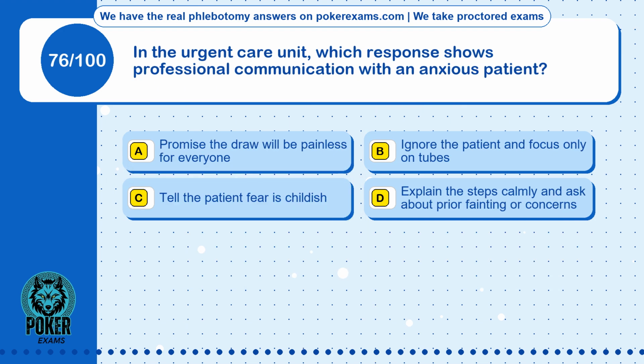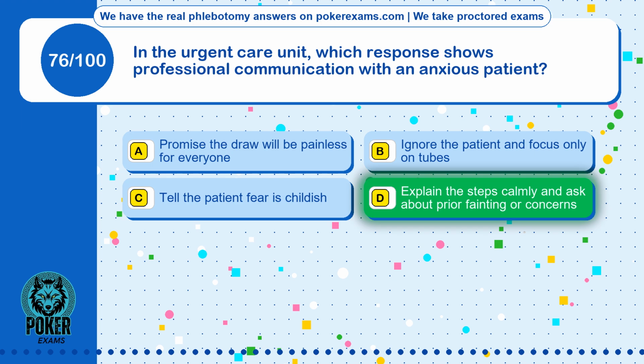Question 76. In the urgent care unit, which response shows professional communication with an anxious patient? Option A, promise the draw will be painless for everyone. Option B, ignore the patient and focus only on tubes. Option C, tell the patient fear is childish. Option D, explain the steps calmly and ask about prior fainting or concerns.